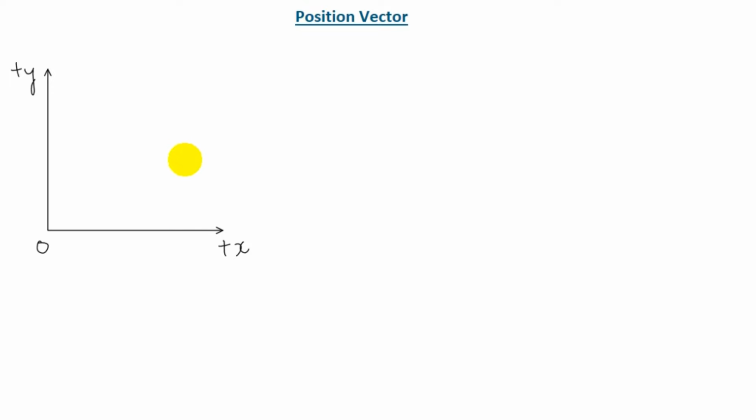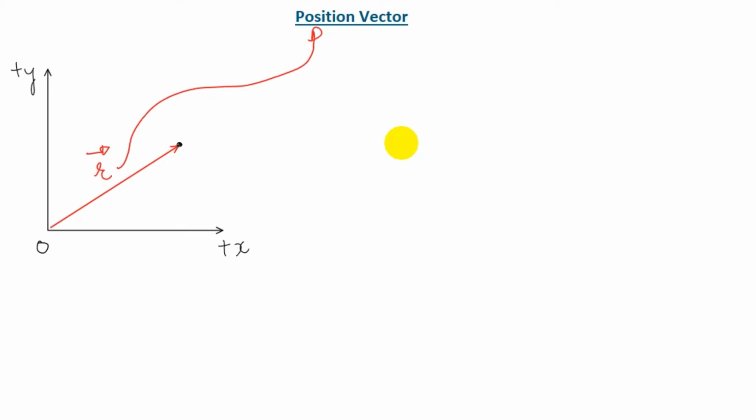Now suppose a person is standing here. So its position vector from the origin is represented by this vector. And this vector is the r vector. So this vector we call the position vector.